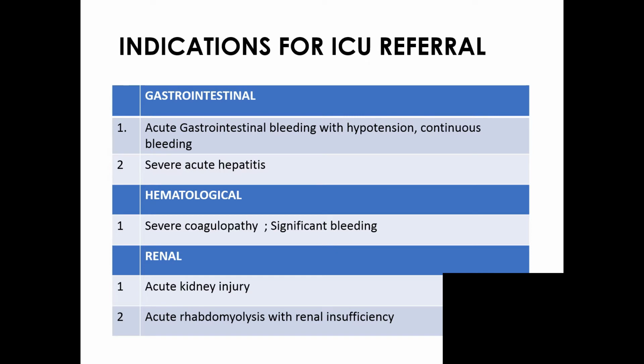Gastrointestinal: patients with acute gastrointestinal bleeding coupled with hypotension or continuous ongoing bleeding. Severe acute hepatitis as well. Hematological: patients with severe coagulopathy and significant bleeding. Renal: acute kidney injury, or acute rhabdomyolysis with renal insufficiency.